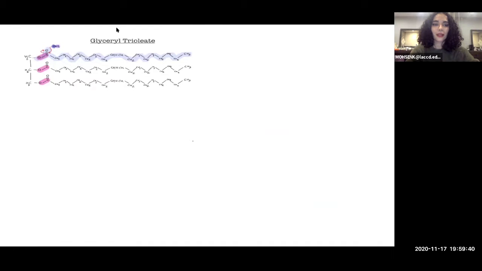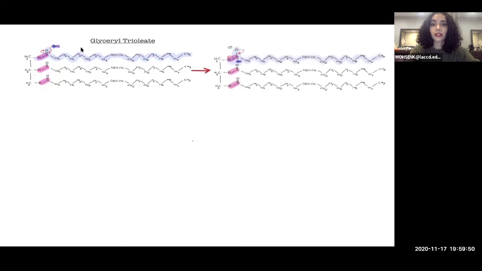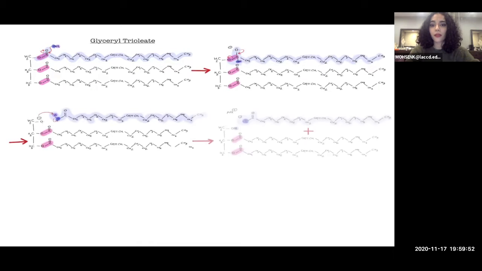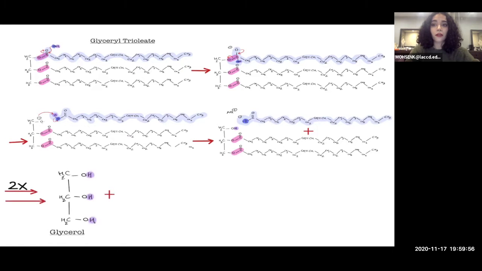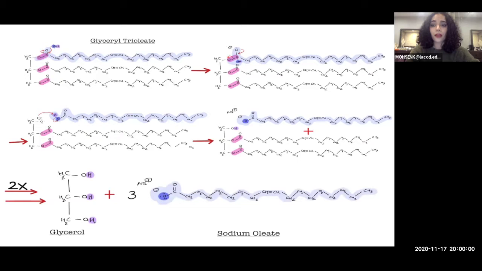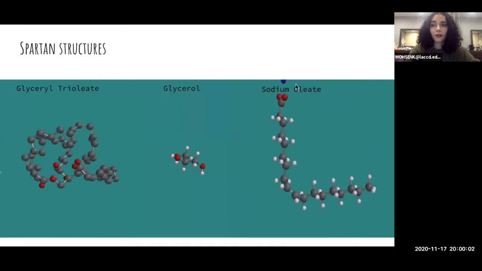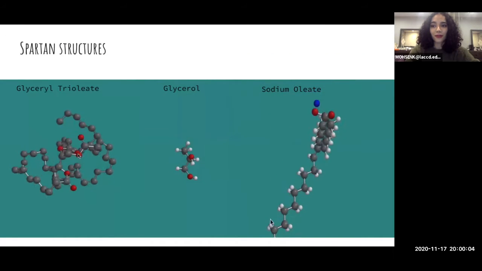Now, let's take a look at the mechanism. The hydroxide ion, which is this one, attacks the carbonyl carbon, which causes the bond between the carbon and the oxygen that is highlighted in pink to break. This reaction would occur 2 more times, which will result in 1 glycerol and 3 sodium oleate. And this is the 3D structure of the previous molecules.